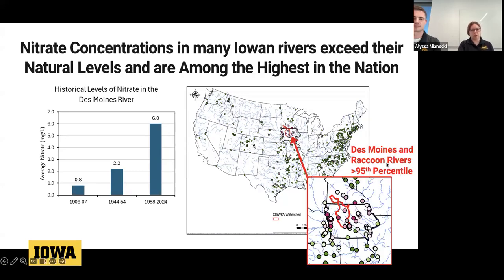In particular, the Des Moines and Raccoon Rivers fall over the 95th percentile of most nitrate in the watershed compared to all of the other places in the United States, which is a problem that has been plaguing Iowa for a while.